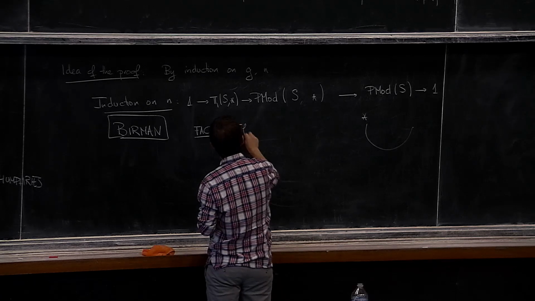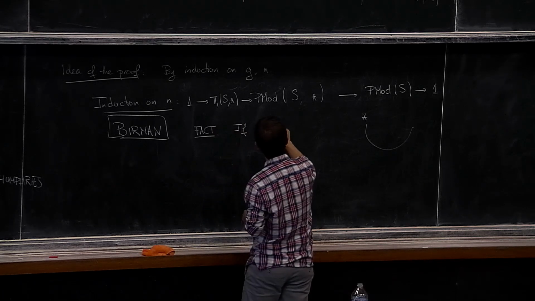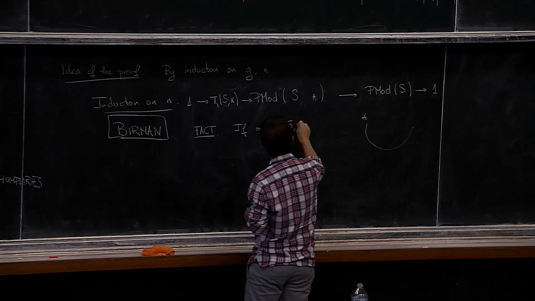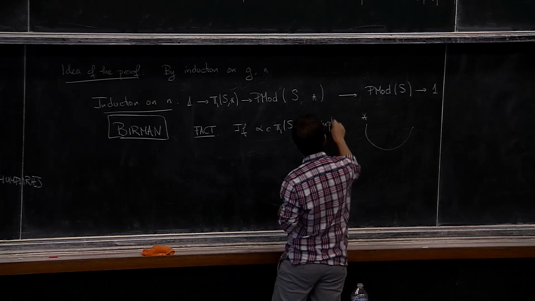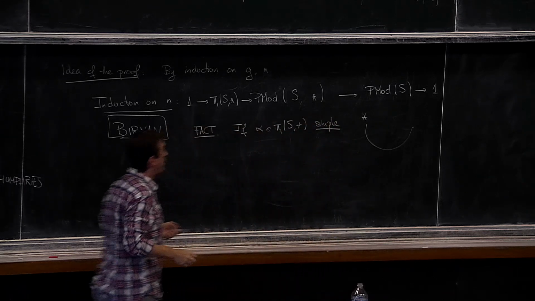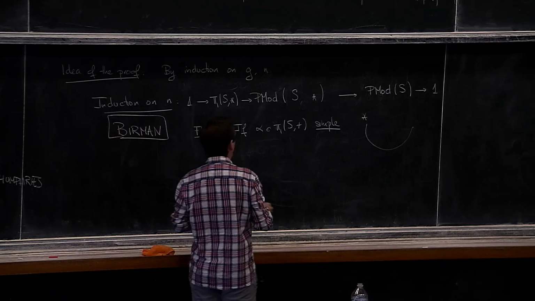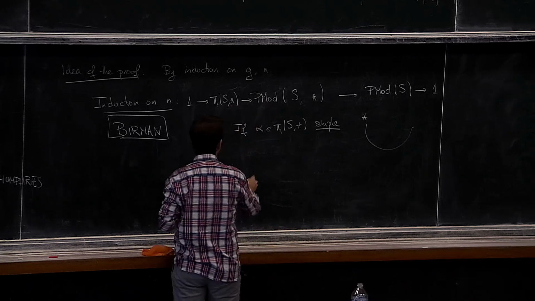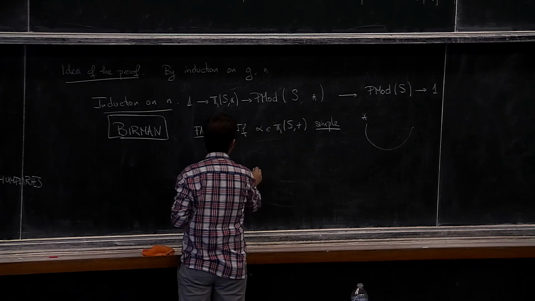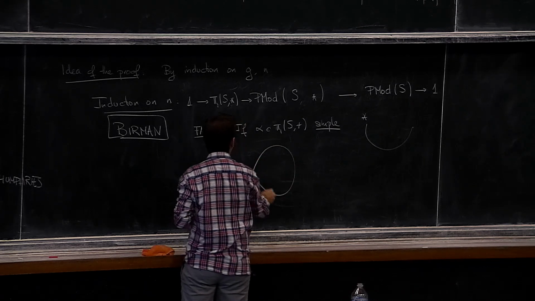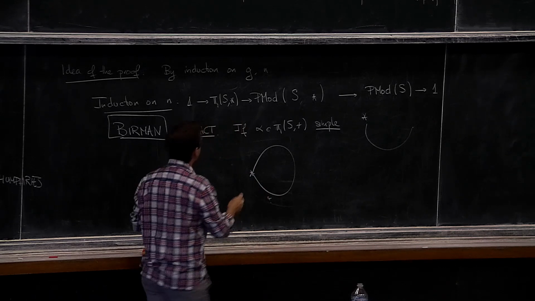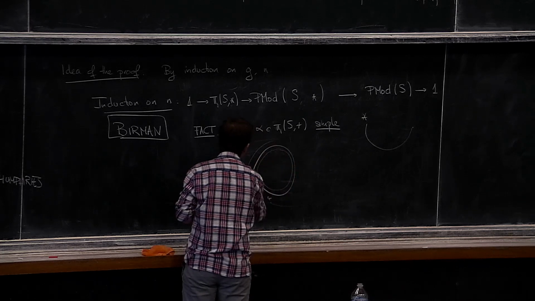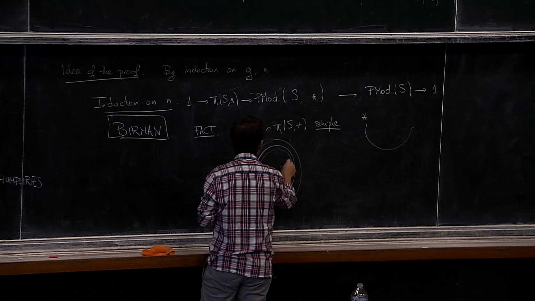So if alpha is in pi 1 and is simple, it's a simple loop, then what is the image of this loop understood as a mapping class? Here's your loop, alpha. What you do is you take a neighborhood of this curve, like this, and the two boundaries of the neighborhood of this curve. Let's call this alpha minus and this alpha plus.